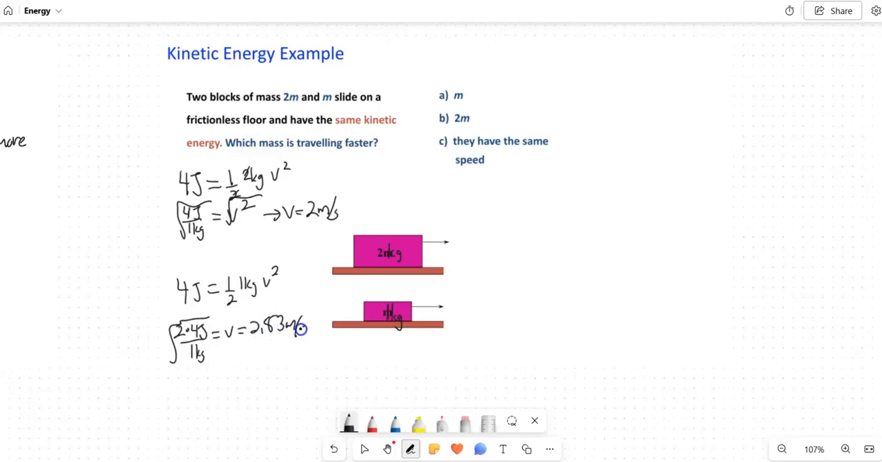So this is 2.83 meters per second. So essentially, because the smaller object has less mass, it has to be traveling faster in order to have the same kinetic energy as a heavier object that has the same kinetic energy. So the answer to this one is A.